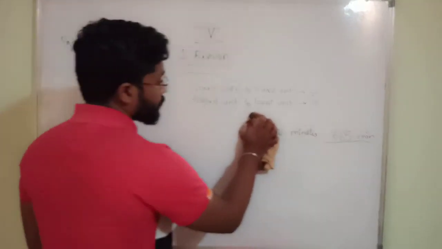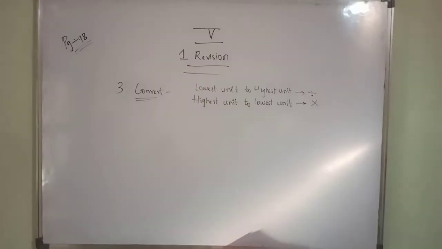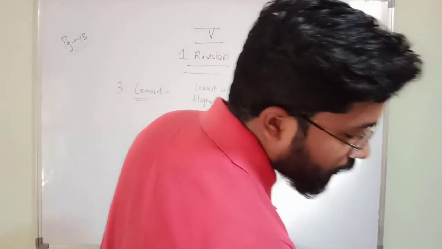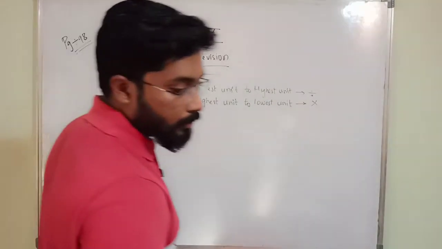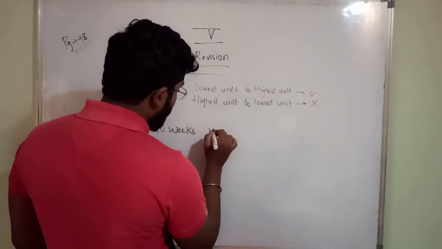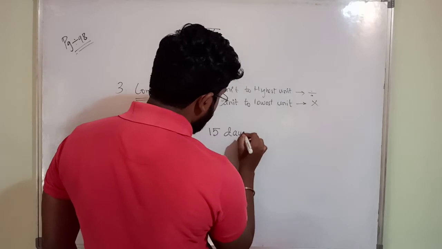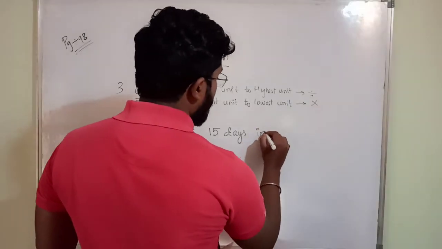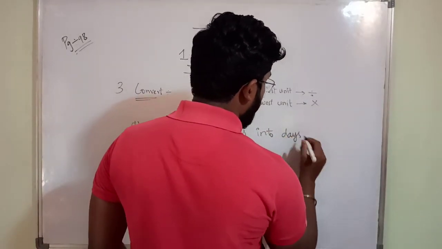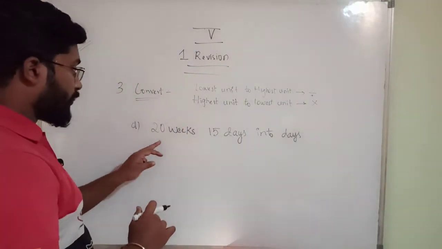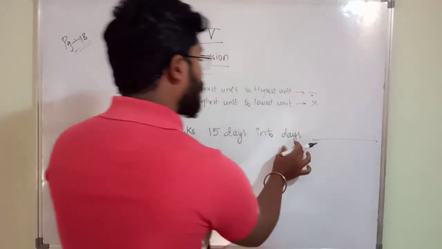Next one, what is the next one? D is 20 weeks 15 days. 20 weeks 15 days into days. Okay, so what you have to do, you have to convert 20 weeks 15 days into total days.